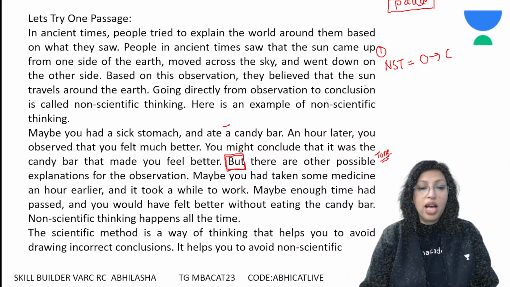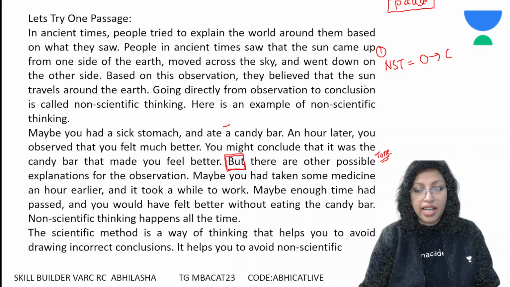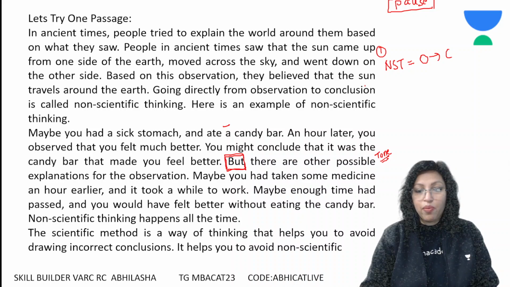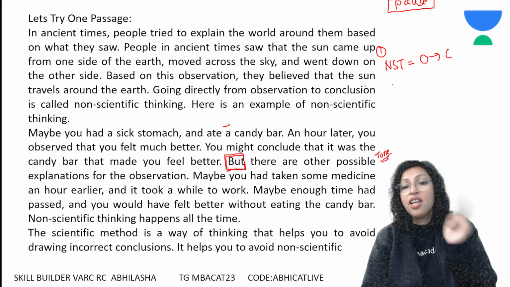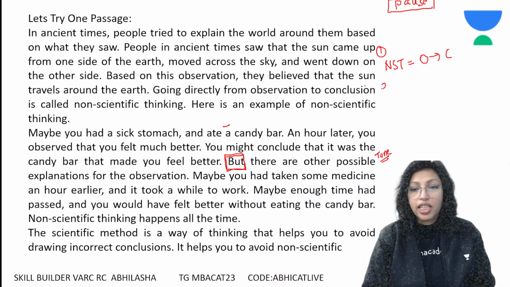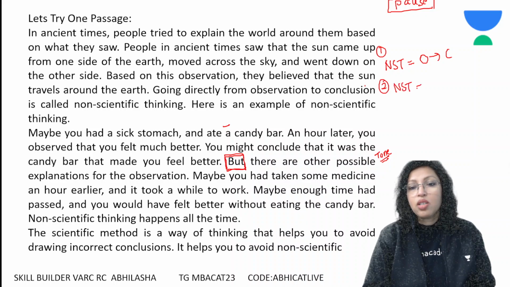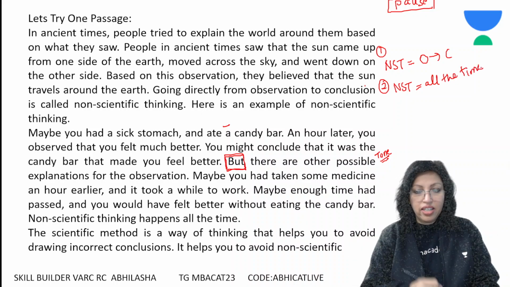Maybe enough time had passed and you would have felt better without eating the candy bar. So non-scientific thinking happens all the time. So the second idea: in the first paragraph we said non-scientific thinking is observation to conclusion. In the second paragraph we say non-scientific thinking happens all the time. Okay, all the time. We are not really thinking seriously.